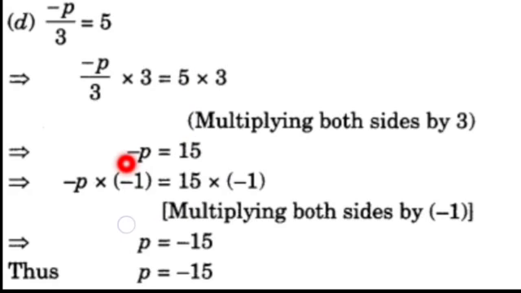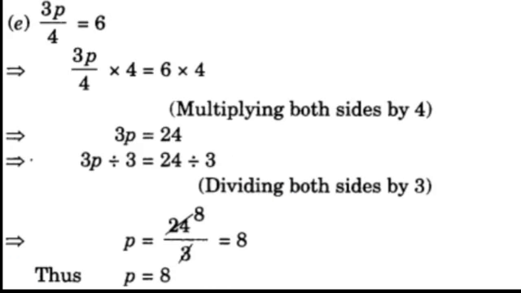You may give this minus sign to 15 directly, or you may use minus 1 multiplying on both sides. So what will happen? This minus and this minus will get cancelled, and 15 ones are 15 will come, that is minus 15. Here the question E is there. You can see divide by 4 is there. You will use the opposite of this, multiplying 4 on both sides. 4 will get cancelled by 4. 3p is left. 6 4s are 24.